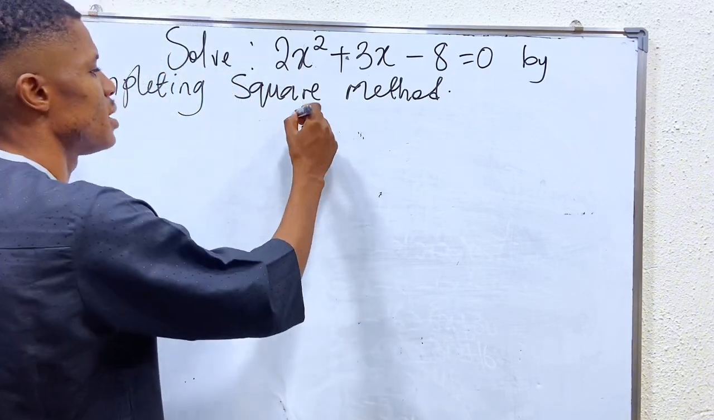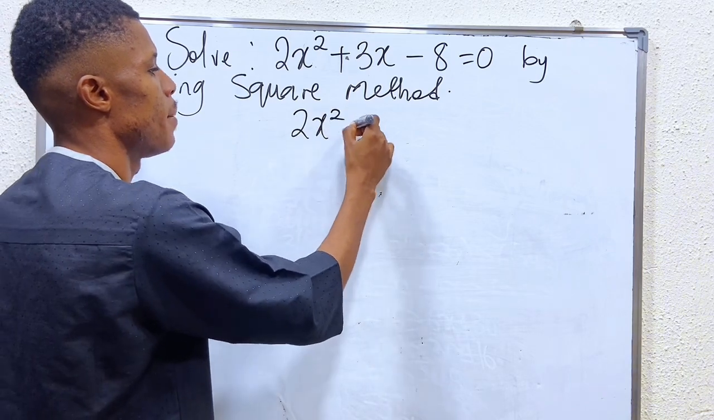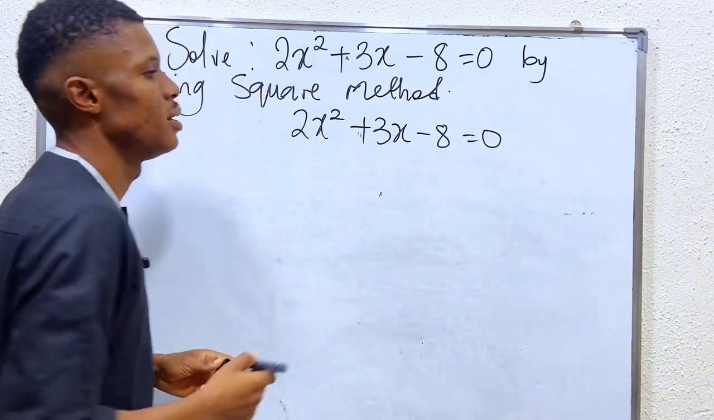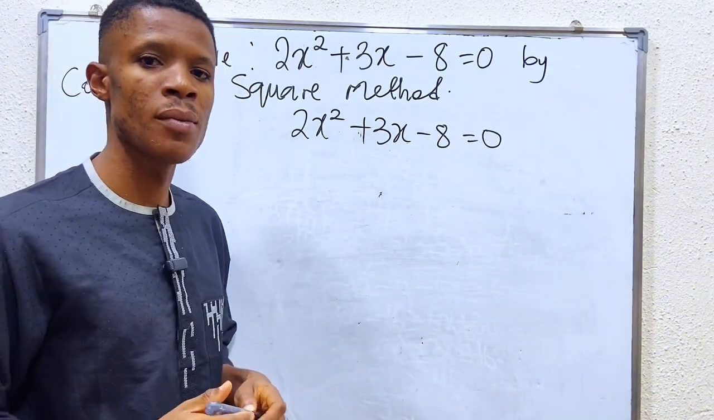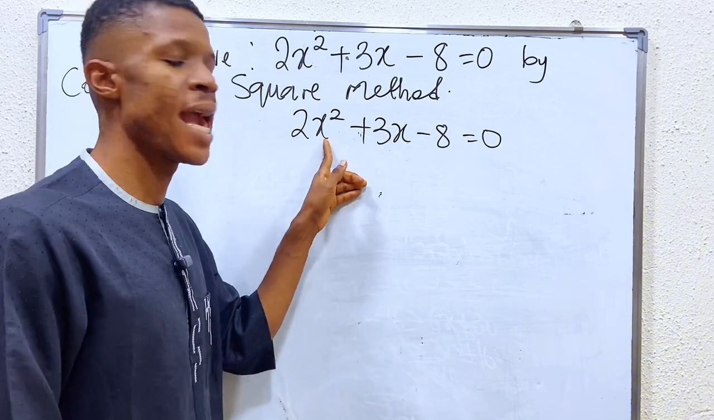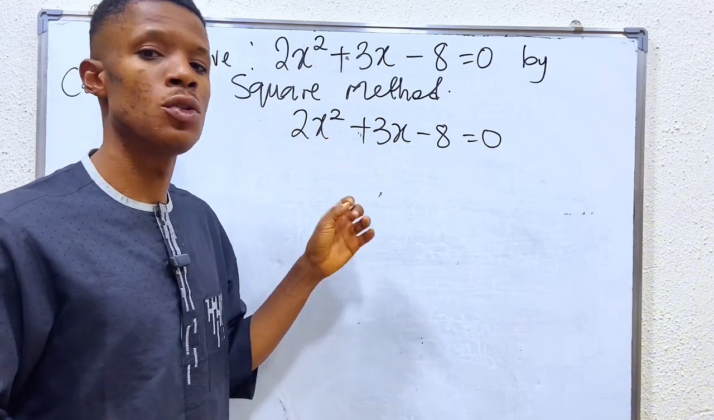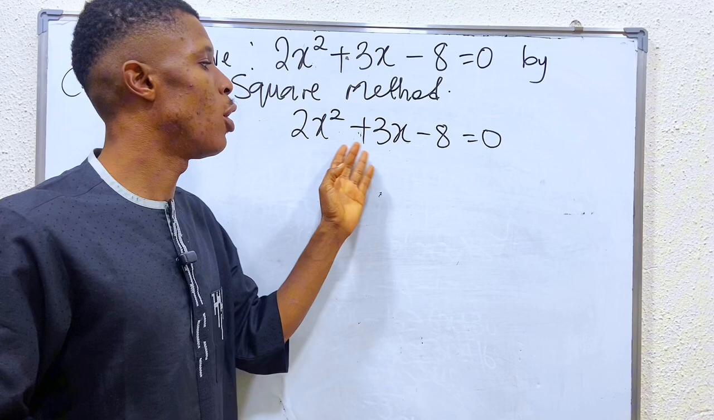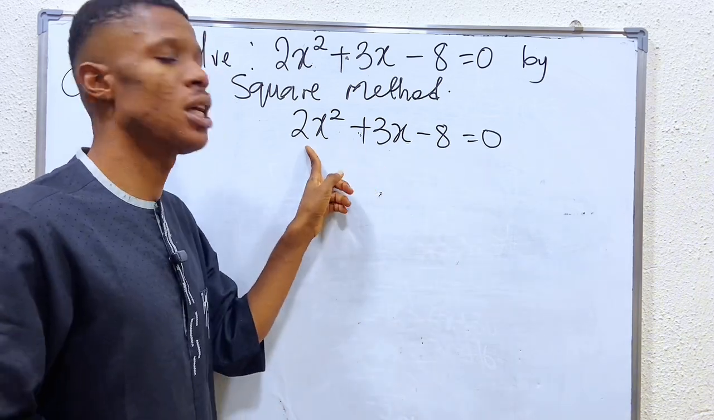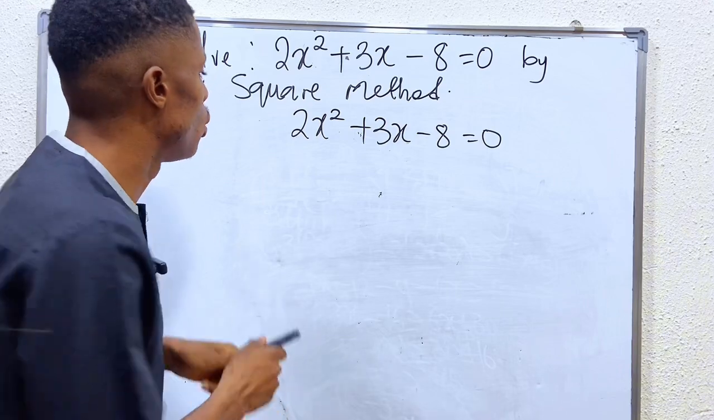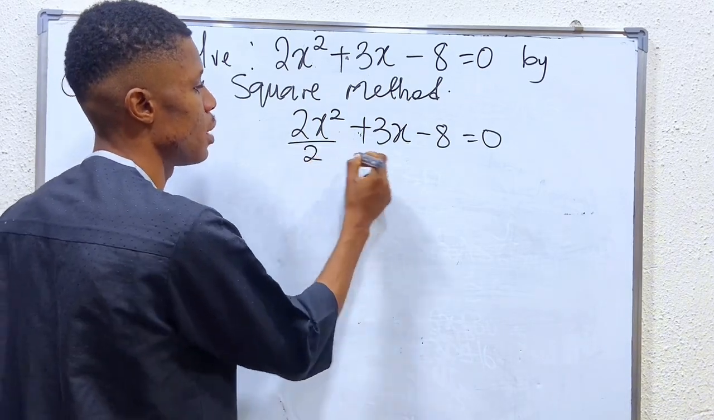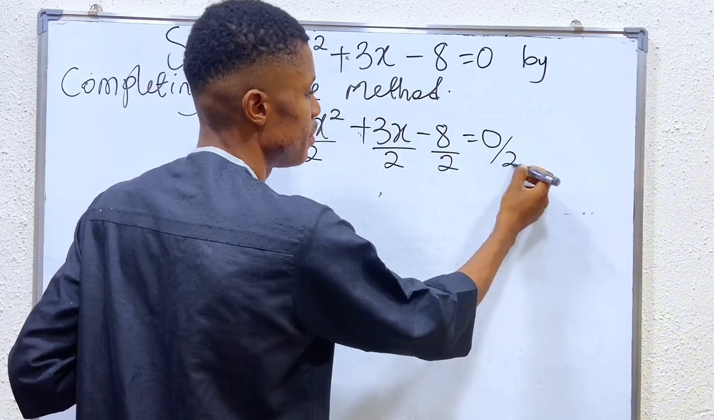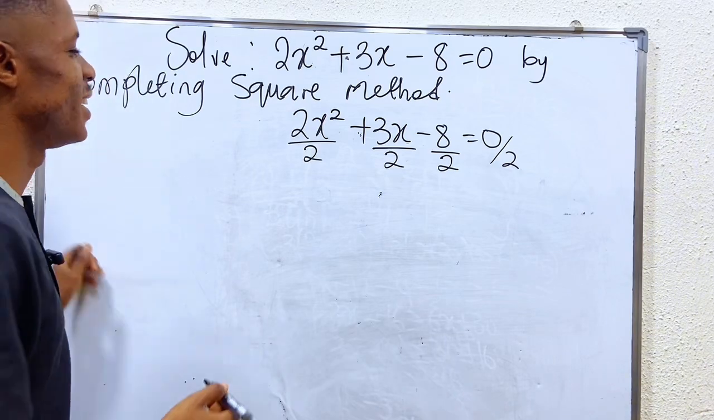So the equation is 2x squared plus 3x minus 8 is equal to 0. The first thing to do is to make x squared unity. To do that, we just divide each term of the equation by the coefficient of x squared. The coefficient of x squared is 2, so I'm dividing each term by 2. Let's divide 0 by 2 as well. Okay, 0 is actually a number here.